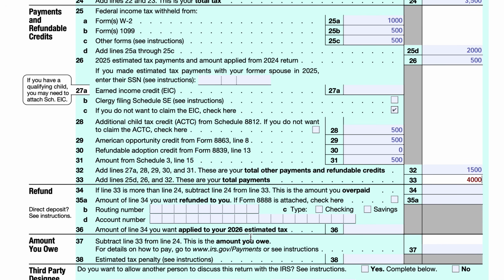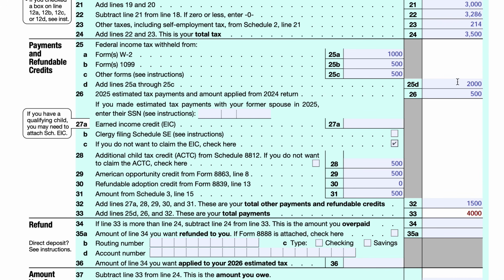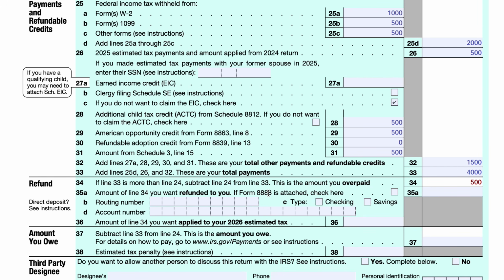And then you have a decision to make, or your tax software has a decision to make. If this line is bigger than your tax bill on line 24, that means you have a refund. You paid more than what your tax bill was, so now you're going to get a refund, and you'll give the IRS instructions on how to do that. So let's go through this first, and then we'll swap the numbers out and see how that goes. So the amount that you overpaid is $500. You can have that refunded to you or applied to your next year's estimated tax. You can do a little bit of both.